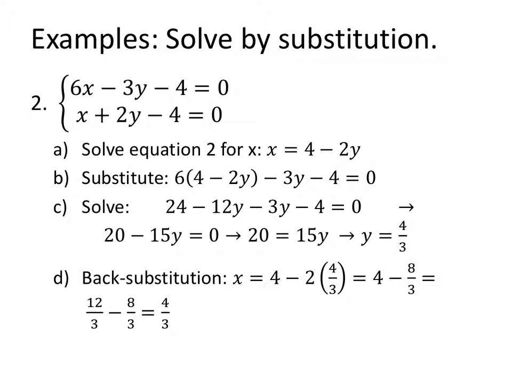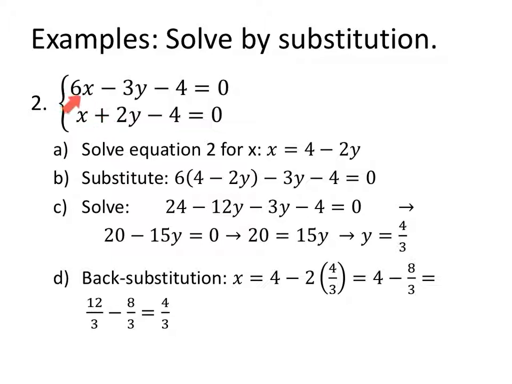With 6x minus 3y minus 4 equals 0 and x plus 2y minus 4 equals 0, the easiest one to solve for, I'm going to solve equation 2 for x. And I try to avoid creating fractions when I'm doing substitution. So anytime I have a coefficient of 1 or negative 1, that's generally going to be the variable that I solve for. So I'm going to add 4, subtract 2y from both sides.